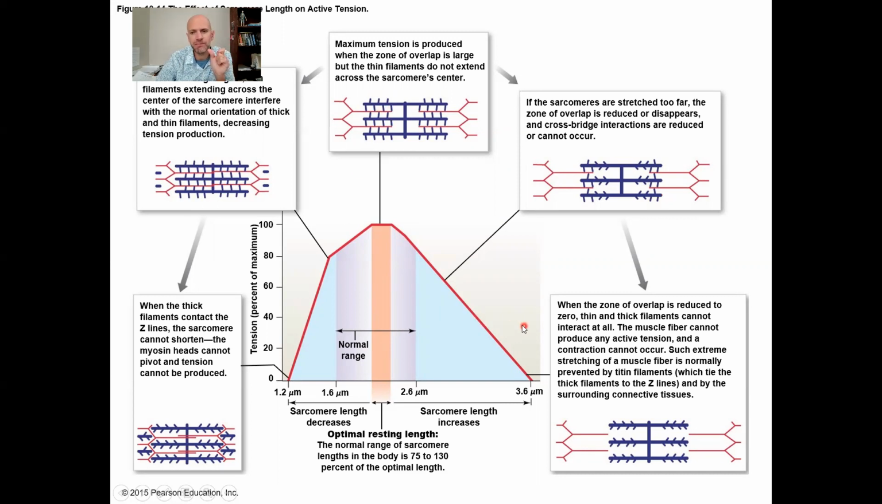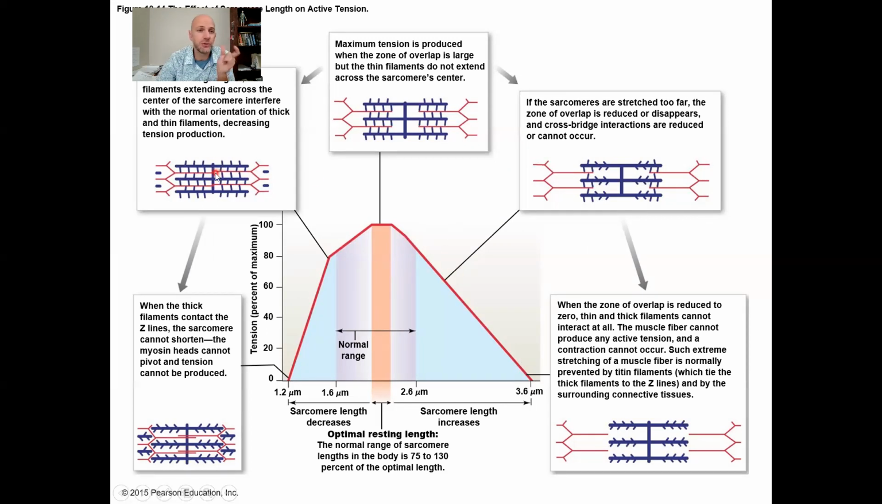If the sarcomere is too long over in this region, you can see that there's only a few myosin head groups, or maybe no head groups at all, that can actually hold on to actin. So we can't produce as much tension, and therefore the graph goes down on this side.